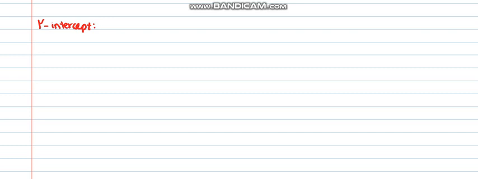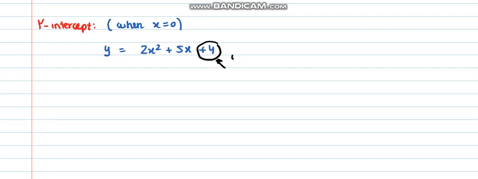Now let's see how we can find the y-intercept. Y-intercept is found when x equals 0. So in the standard equation, y equals 2x square plus 5x plus 4. When x equals 0, the y-intercept would be 4. So this is our y-intercept.